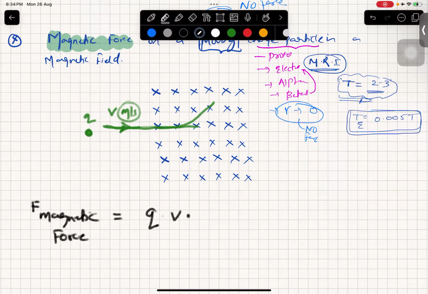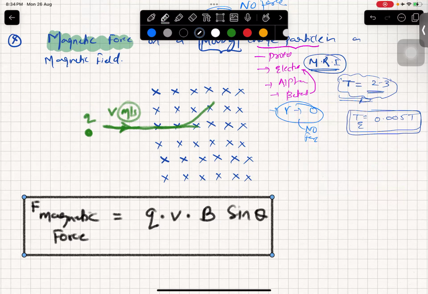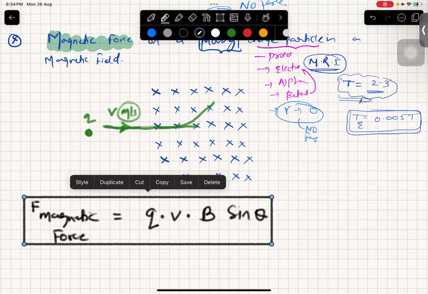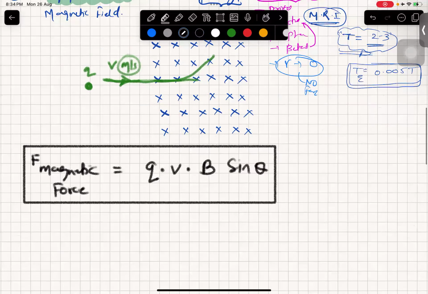Into V, into B, into sine theta. I've done this formula in school. We didn't derive it today, they just taught us what it meant. So what is Q over here? Q being the charge. Q is a charge, right? Charge of that particle.